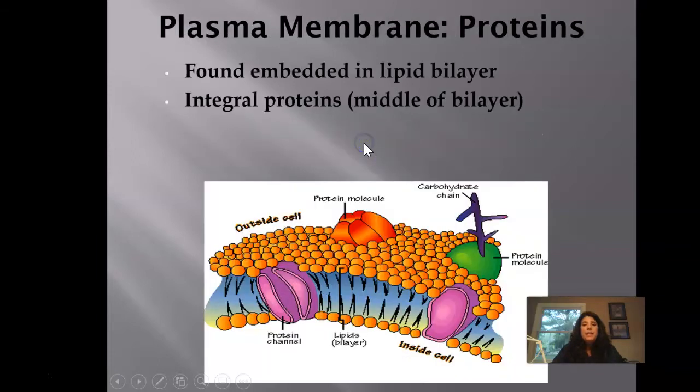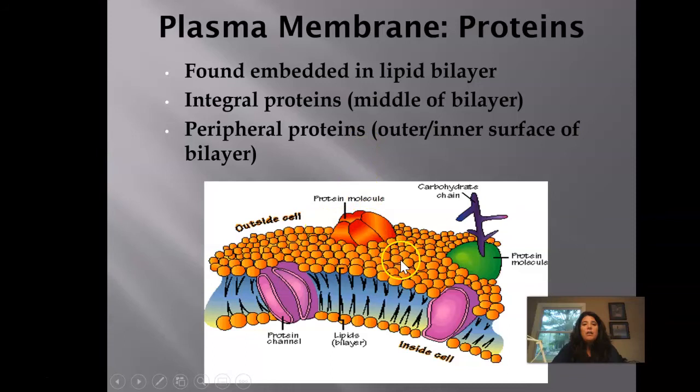Plasma membrane proteins are going to be found all along the outside and the inside of the plasma membrane. On the outside of the plasma membrane are going to be peripheral proteins. They're found on the very outside, so they would either face the outside environment or they're found sticking out of the inside of the cell, so facing the inside. Integral proteins are those proteins that are stuck right in the middle. So these ones would be integral proteins. They're in the middle of the bilayer.